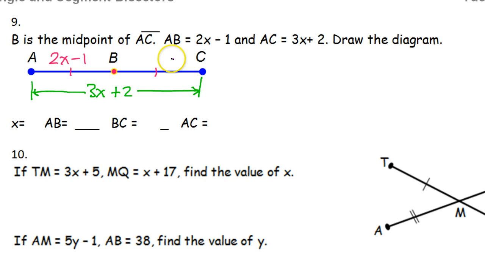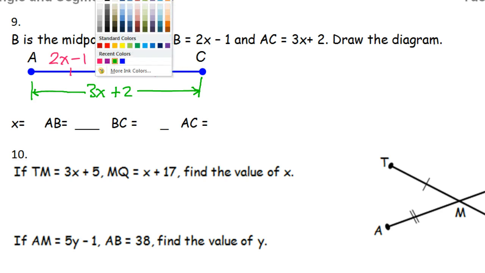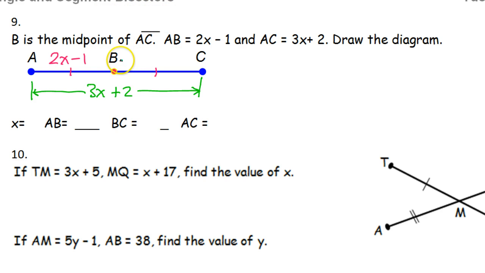But what about BC? Let's go ahead and talk about that. What can you tell me about the distance from B to C? Well, that's the same as the distance from A to B. So this will also be 2x minus 1. Are you seeing what I'm seeing? Looking at these pink numbers, can you give me an expression for the distance from A to C?